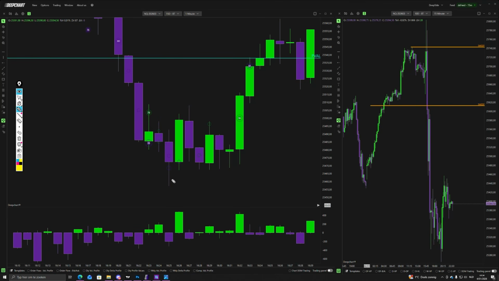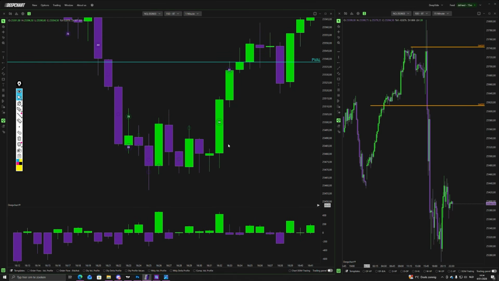Then we try to sell off, heavy selling going on here, price holding on to that level. This becomes the absorption level, and it gets confirmed. I mean, especially in this candle here.